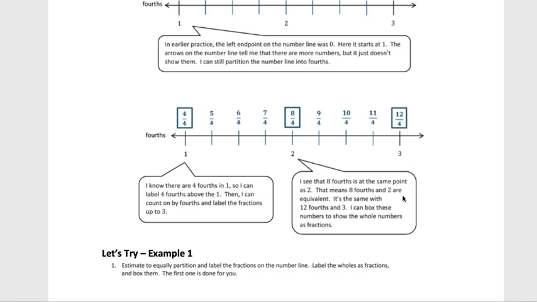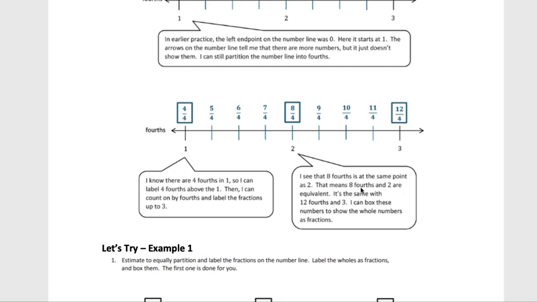I see that 8 fourths is at the same point as 2. That means 8 fourths and 2 are equivalent. That means equal. It's the same with 12 fourths and 3. I can box these numbers to show the whole numbers as fractions.